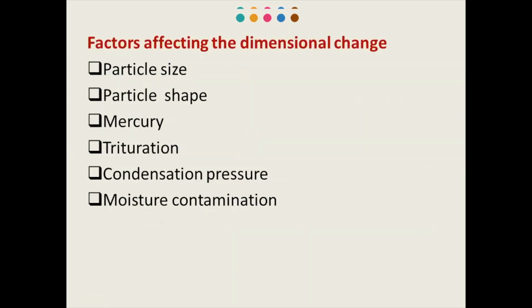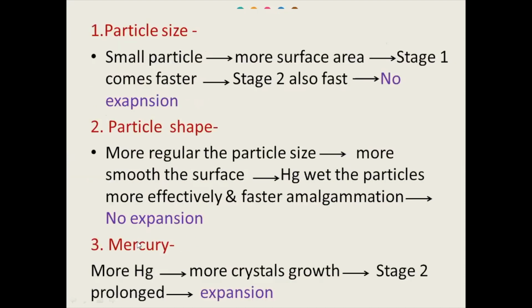Now, what are the factors that affect the dimensional change? As we have seen the factors affecting the strength, there are different factors which affect the dimensional change also. Here also there is particle size, particle shape, mercury content, trituration, condensation pressure, and one more thing is added here, which is moisture contamination. Now let us see one by one.